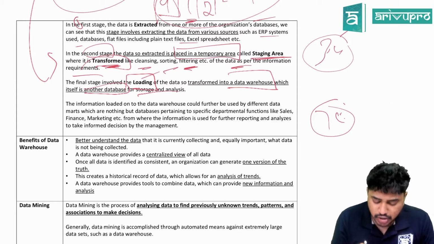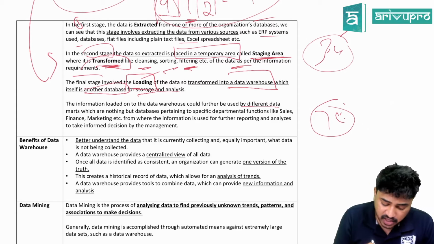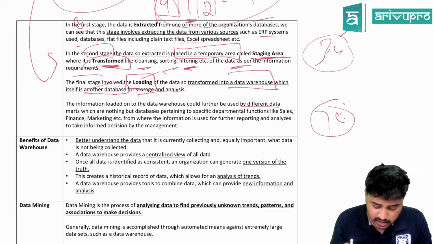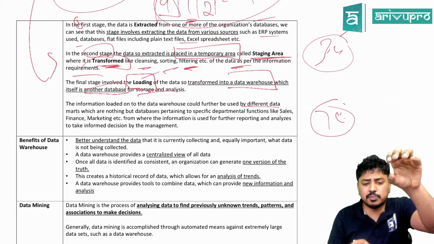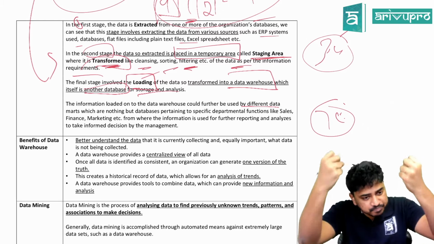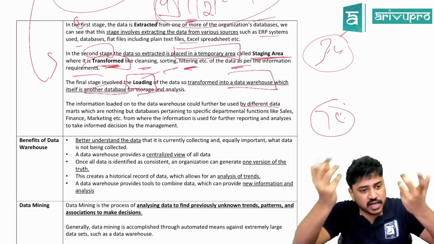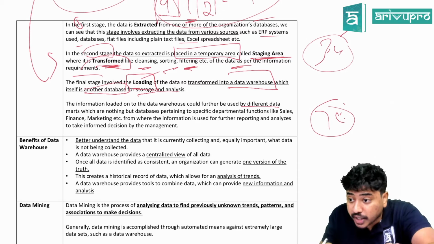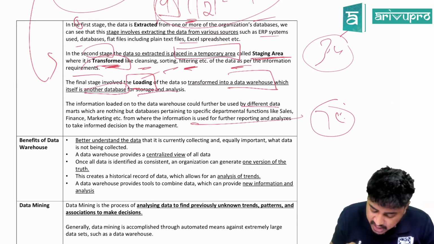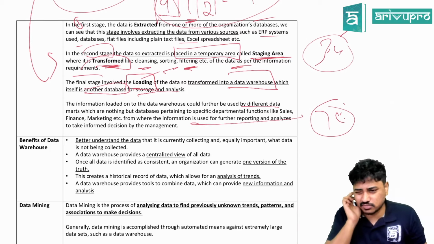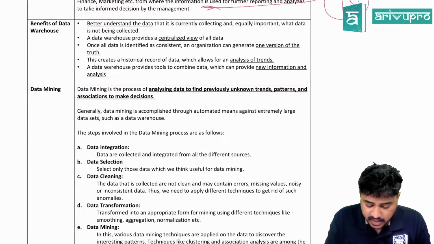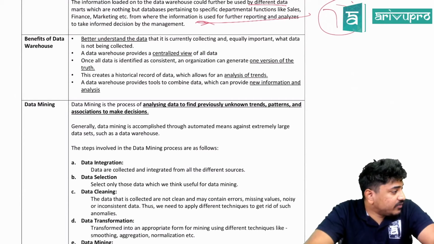So information loaded into a data warehouse could be further used by different data marts, which are nothing but databases pertaining to a specific department function like sales. For the same department database, you can make data marts. It can be based on departments, states, products, anything. From there the information can be used further for reporting and analysis. Okay, this is not required to write, just for your information. Are we clear?